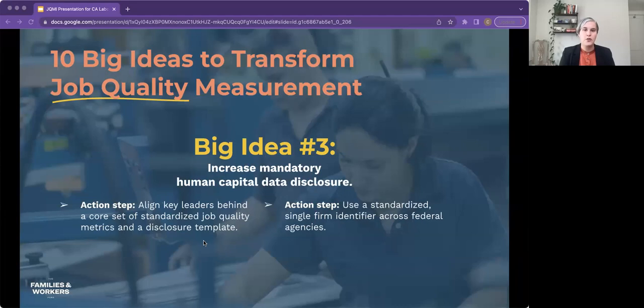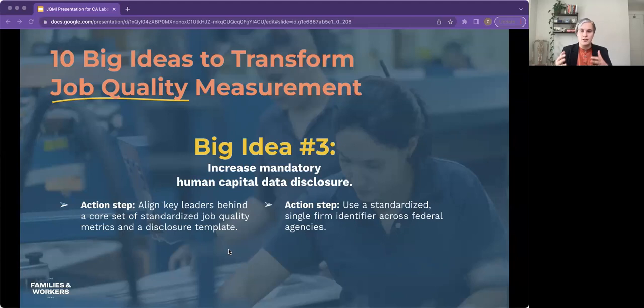Big idea number three is to increase mandatory human capital disclosure. In 2020, the Securities and Exchange Commission began requiring publicly traded companies to report on human capital data, which might include metrics like workforce size or pay or employee turnover. And we can strengthen that disclosure expectation by aligning government and business and investors and labor behind a common set of job quality metrics that we want to see companies reporting, along with a standardized reporting framework like the EEO-1, which companies currently use to report their diversity and equity and inclusion data to the SEC.